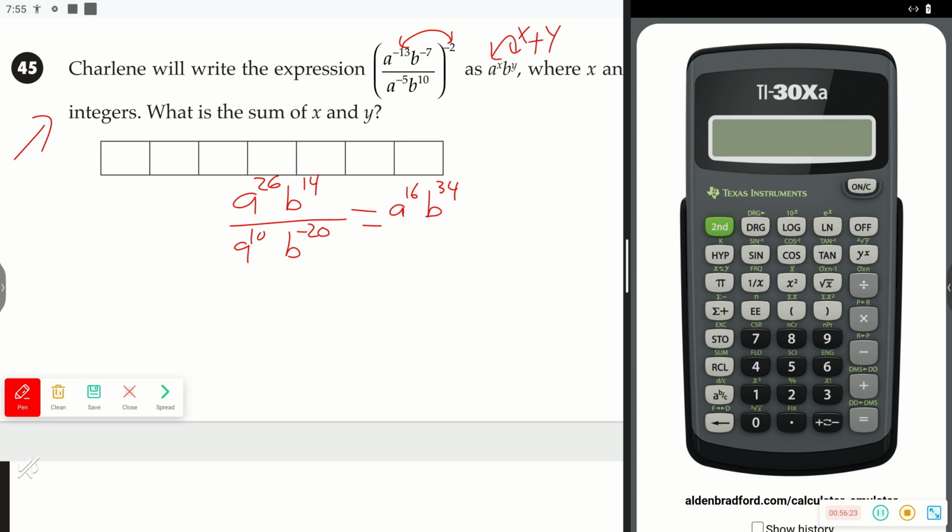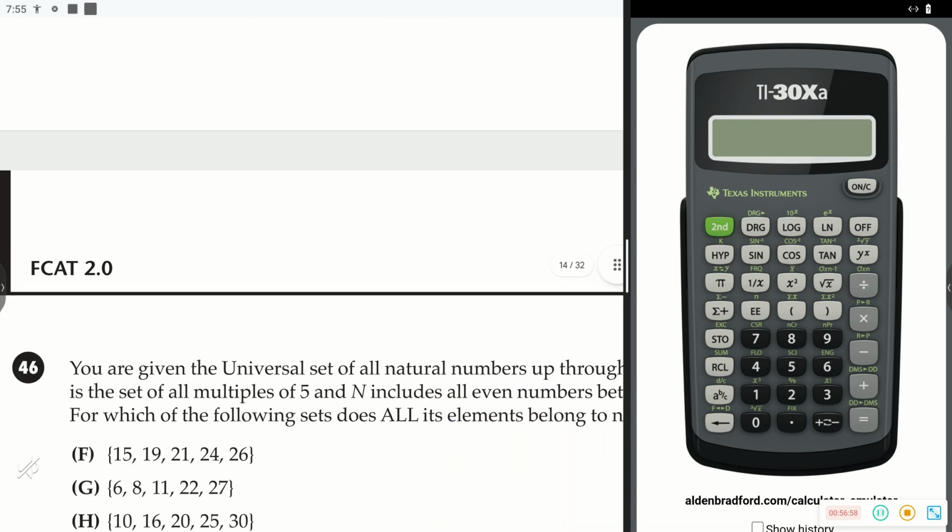So this is the simplified form of this expression, but it asks for what is the sum of x and y, and it's saying that this is x and this is y. So we have to do 16 plus 34. 16 plus 34 equals 50. So in our box, we have to put 50 as the final answer. So that was just a little bit weird that they asked us to sum the exponents at the end, but other than that, it was pretty straightforward. Next problem.